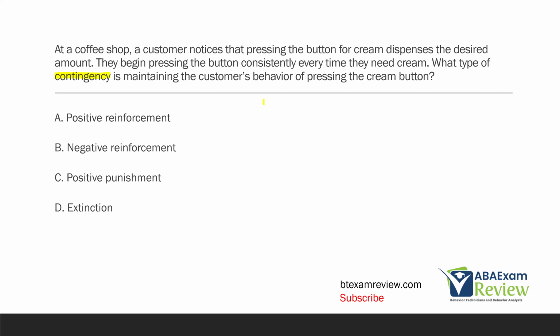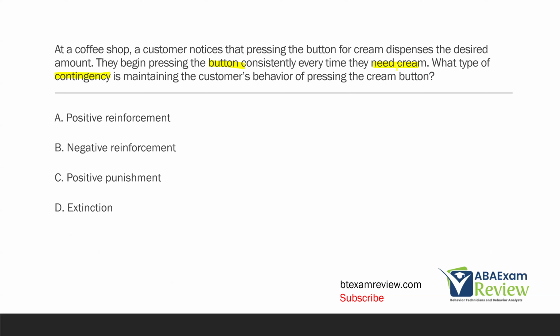And when we think about a contingency, you want to think about that if-then statement, because a contingency is just how we're going to get to our consequence. In this case, the customer does what? They press the button and then they receive cream. So the contingency is, if you press the button, you will get cream.